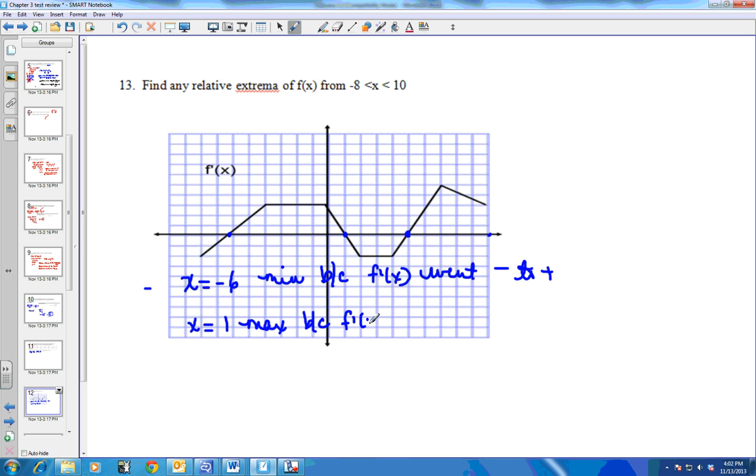So at x equals 1, right here, it went from positive to negative. So I have a max because my derivative went from positive to negative. And then again, my derivative went from negative to positive at, what is that, 1, 2, 3, that is 5, right? So I have a min at x equals -6, and at x equals 5. I have a min because f prime of x went from negative to positive. Okay, so that's it on that one.